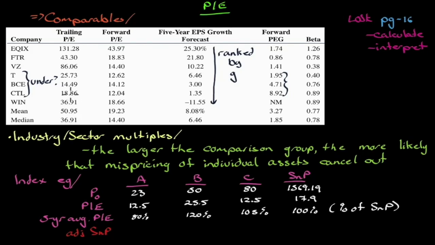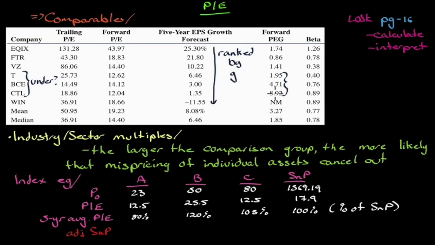We're at 18.86. We thought, well, that's probably significantly undervalued, but look at its growth. It's hardly expected to budge, 1.35. That's inflation. So on a real basis, it's not going to grow at all. So its forward PEG, 8.92, tells us that no. Contrary to what the trailing 12 months PE is telling us, the PEG ratio is saying once we consider growth, this company's not undervalued at all. In fact, it's extremely overvalued.